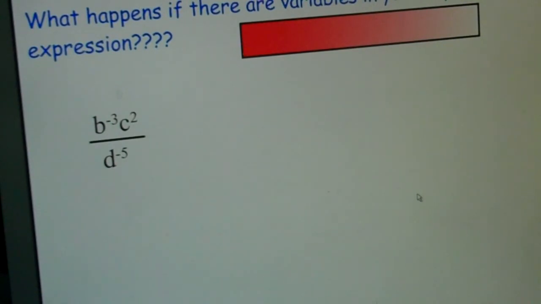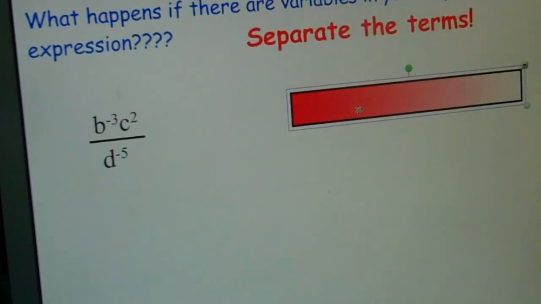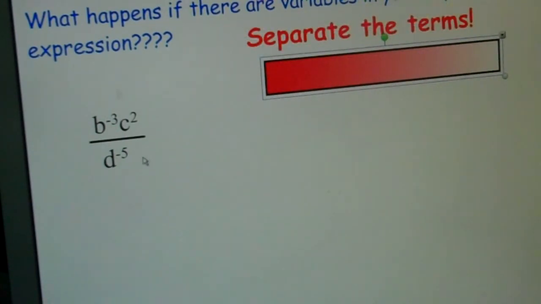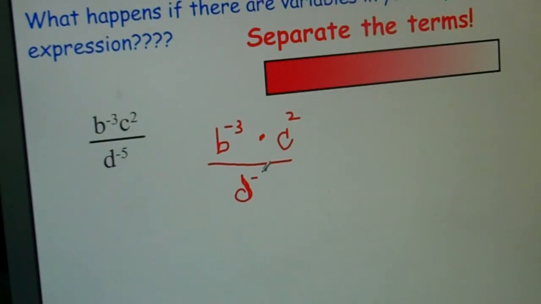What happens if there are variables in your expression? Look at this. What happens if we end up with this? We separate the terms. That's the easiest way to do this, is separate the terms. So we're going to write it out as if the terms were separate. B to the negative third times, don't forget, when you put two variables together, it means times, C to the second over D to the negative fifth. Whoops, that's my D to the negative fifth.